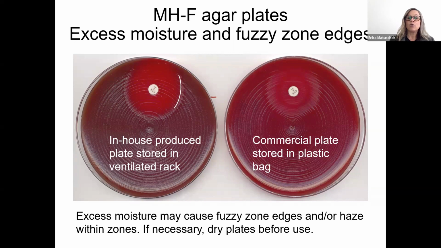If we look at the in-house produced plate, we have a large, nice zone with a quite clear zone diameter, and you can easily read that zone diameter. With the commercial plate, you have a very large fuzzy zone here, then there is an empty part, and then you have growth again close to the disc. If it looks like this, I would say that it is actually not possible to read the zone diameter. We would have to retest and try to find out why. And in this case, we could see that if we dried the plates, the haziness disappeared and we could read the zone diameter.